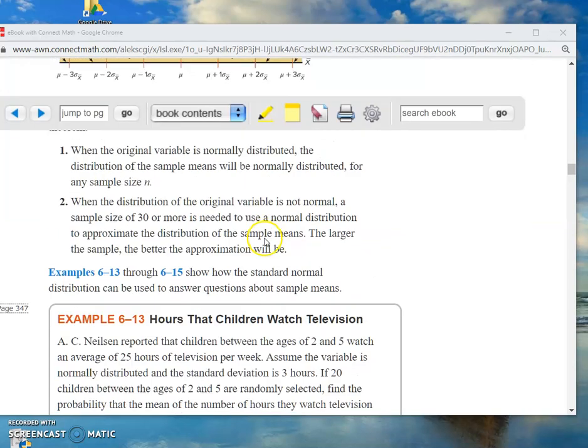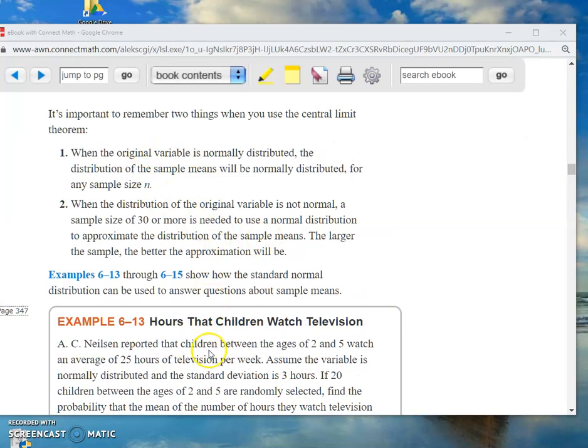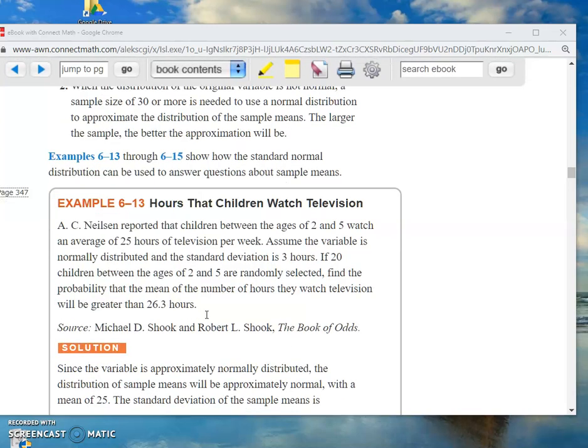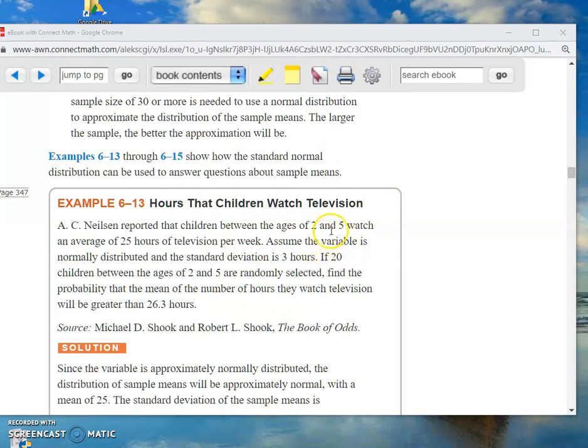The original variable, what he calls up here, the original variable is hours watched TV. So it's very important. I'm going to really stress this to you. It's very important to always be able to clearly articulate, to clearly state what is the random variable. If you can't do that, you're just going to be floundering on these problems. So the original random variable that we're dealing with here is hours watching TV. Okay? So that's the original variable.